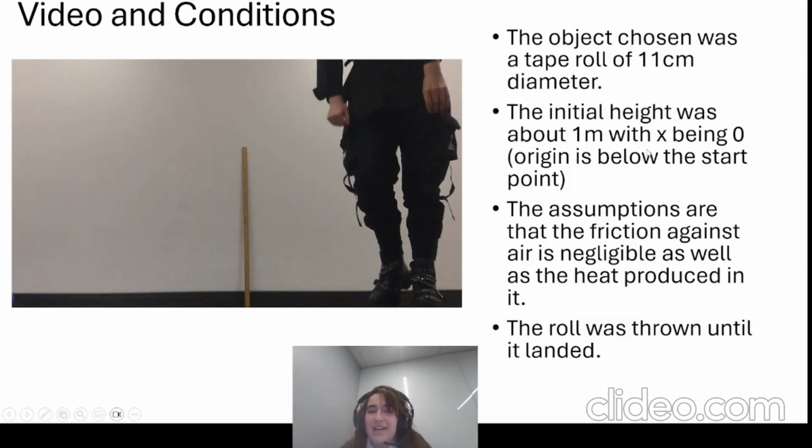The object chosen was a tape roll of 11 centimeters diameter. The initial height was about 1 meter with x being 0, because the origin was set below the start point, the point where I released the tape roll. The assumptions are that the friction against the air is negligible, as well as the heat produced in it, so all of the energy goes into the motion and drag force. So the roll was thrown until it landed. Here's the video again.